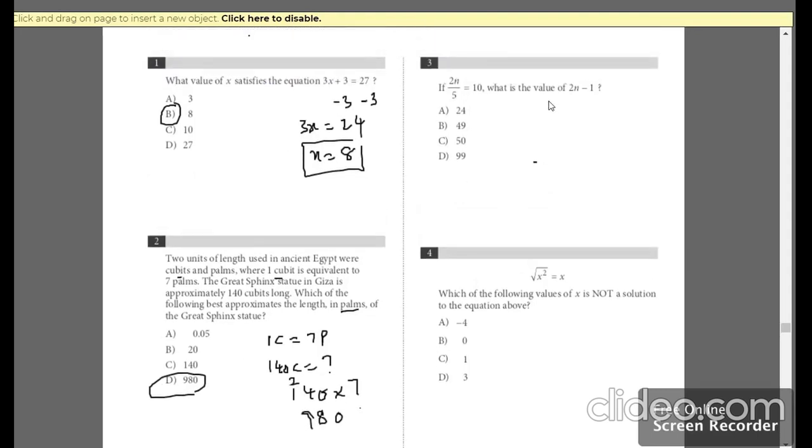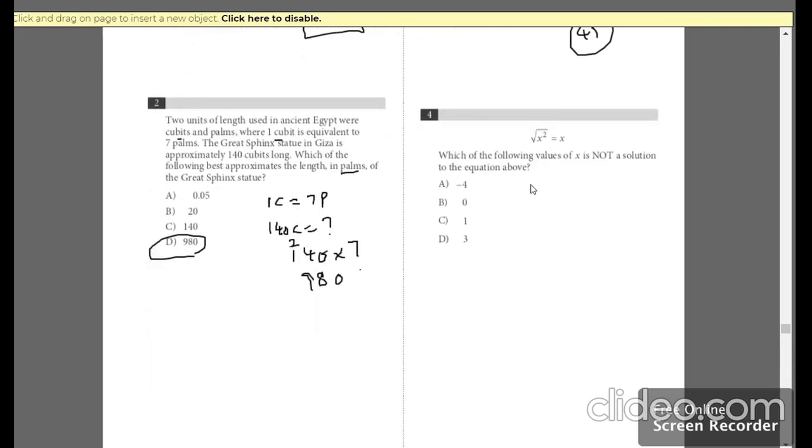Moving on to, if 2n by 5 equals 10, what is the value of 2n minus 1? So we need to work it out and get the value of 2n minus 1. First we need to get the value of 2n, so we should get rid of this 5. Upon multiplying with 5 will give us 50, and since 2n itself is 50, 2n minus 1 is nothing but subtracting 1 from it, which will give us 49. Option B.